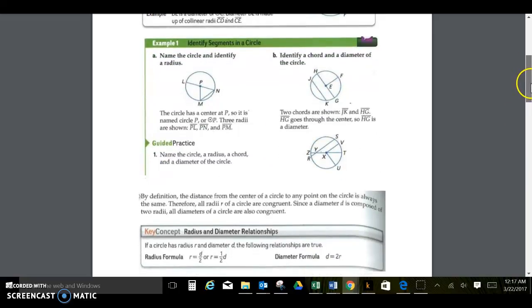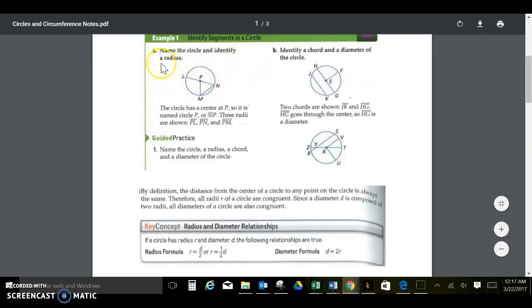Moving on. So this says name the circle and identify a radius. If we were to do that, we look at the circle. Obviously, whatever letter's in the middle is how we name it. So P is in the middle here. The circle has a center at P, so it's named circle P, or the symbol circle with P. Three radii are shown. PM is one, PN is another, and PL.